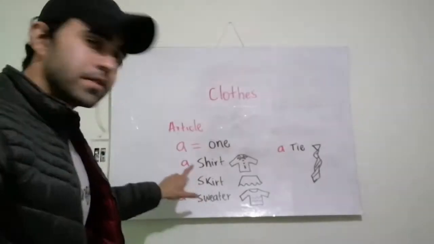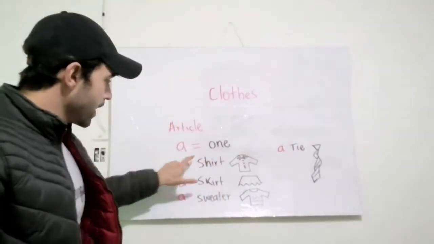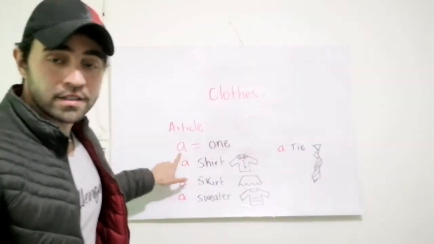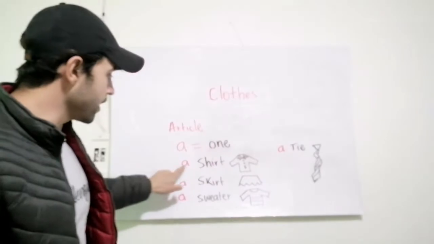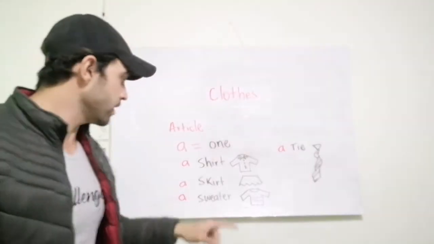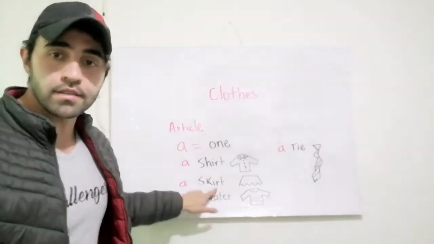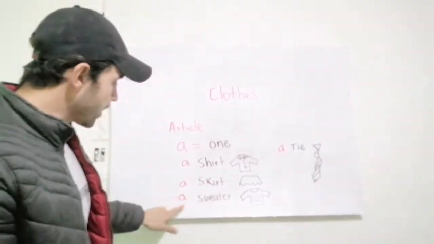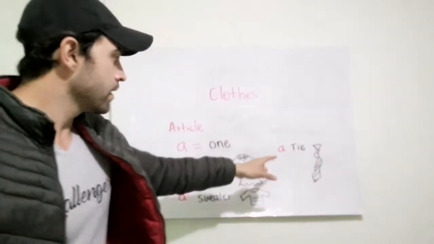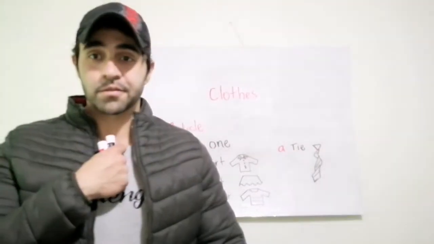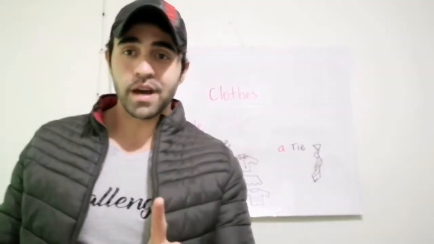And in these examples that I have here, we say that the article "a" represents one in the singular. So I say a shirt, yes, a shirt. I can say a skirt, that is for women. You can say a sweater, which is for both women and men. You can say a tie, right? In this case, we're talking about singular.